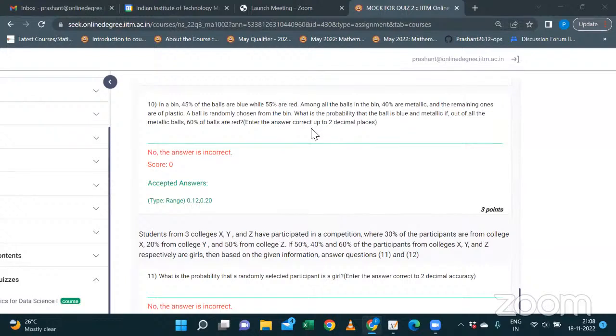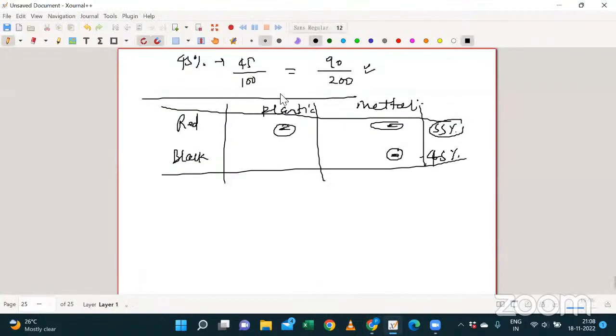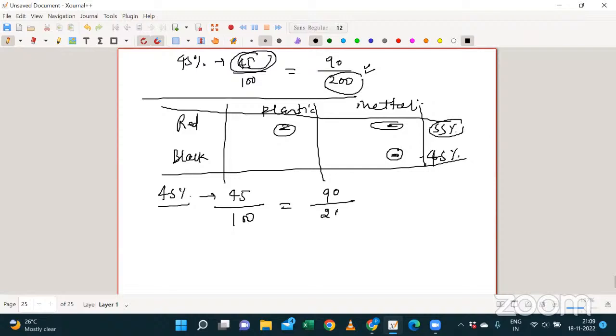Yes, sir. I was just asking if I can use the 200 balls logic. So that's the thing about the 200 balls, but I'm worrying about how we can take directly 200. If I'm taking 200, then we have to multiply by 2 in the numerator. Suppose I have 45% black balls. That means 45 balls out of 100 are black. That means 90 balls are black out of 200.